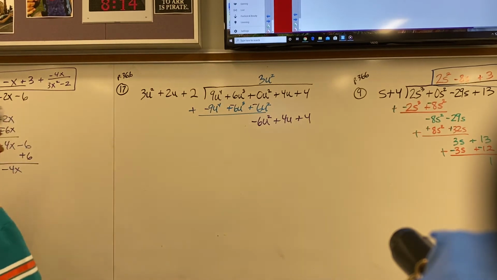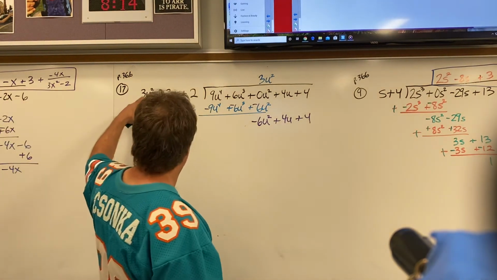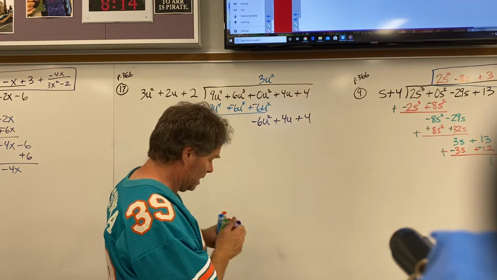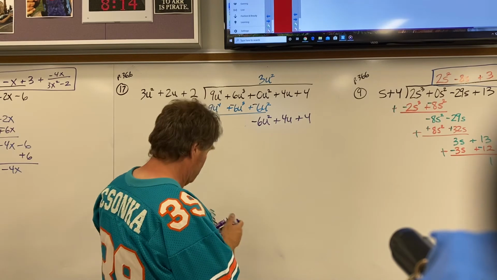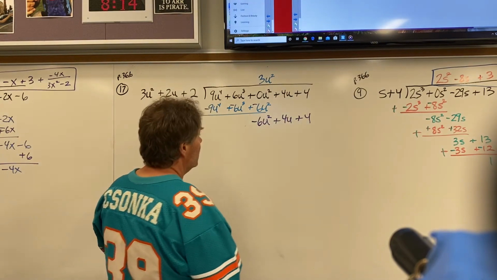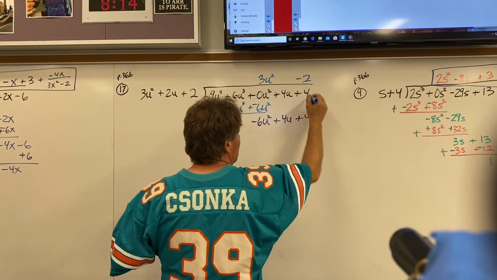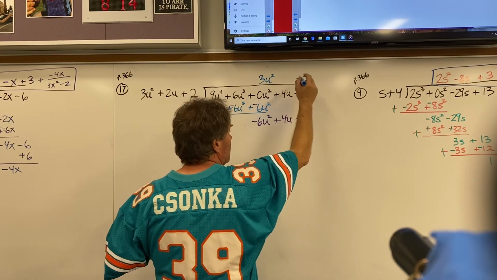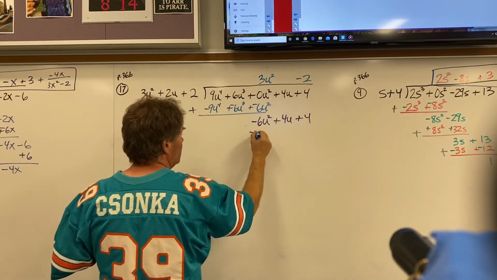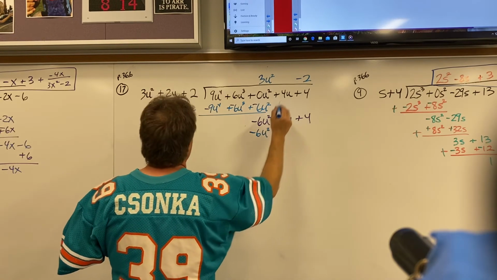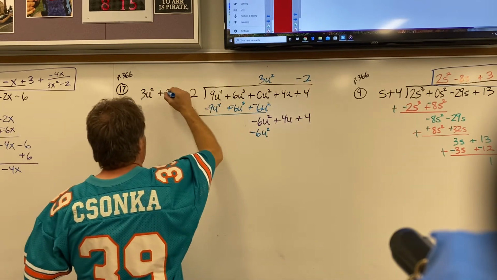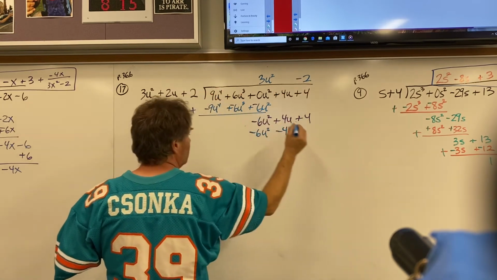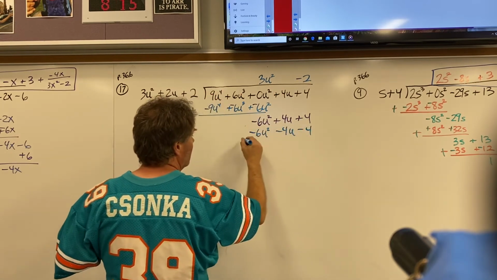So I'm just going to go, okay, what does it take to turn 3u squared into negative 6u squared? It's going to take negative 2. So that's what I'm going to put here is negative 2. But notice where I put it, above the constant. I don't put negative 2 above the 4u. I leave a space. Negative 2 times 3u squared is negative 6u squared. Negative 2 times positive 2u is negative 4u. And negative 2 times positive 2 is negative 4.